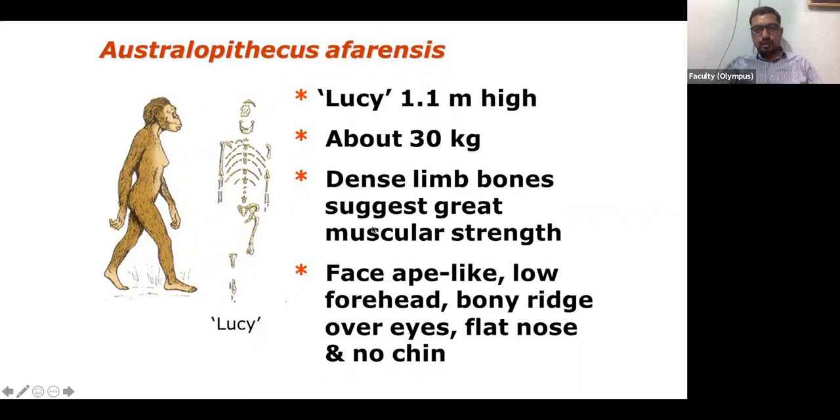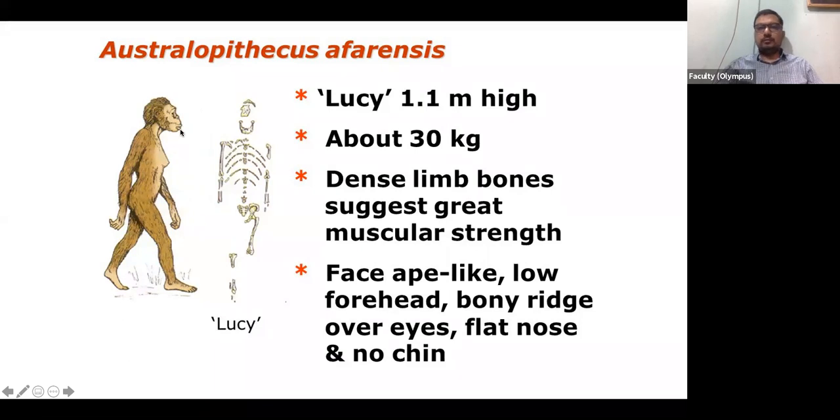But they were having a good amount of muscular strength. Limb bones are dense, so enough muscular strength that they could predict. The limb bones have more density. And from the skull, they could see that the face has a lot of prognathism. So, ape-like face, a receding forehead, and the brow ridges were protruding. And the nose was becoming flat, more monkey-like. We were seeing platyrrhini-like features.